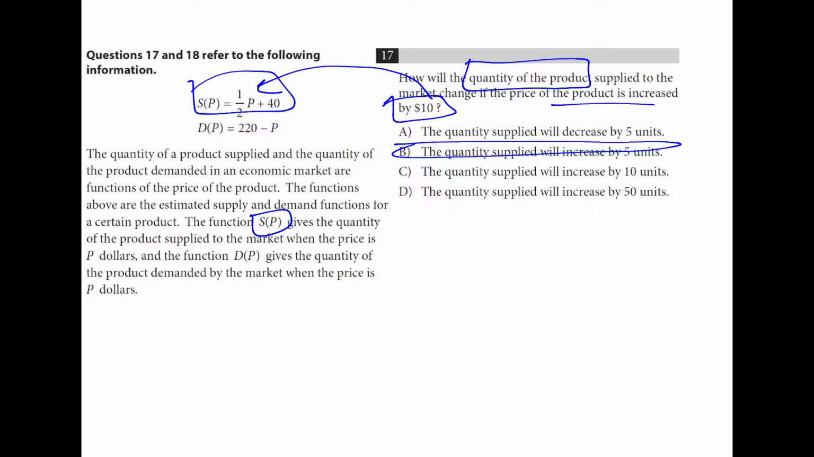For this problem, the quantity of the product supplied is this top equation, S of P. And since the price is going up by 10, we plug in 10 for P. 10 times 1/2 gives us an increase of 5.